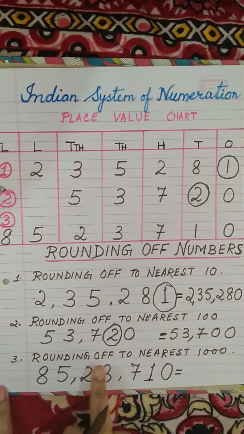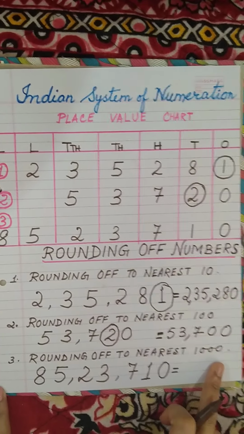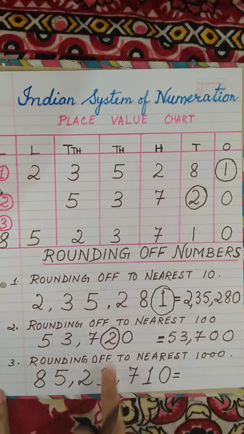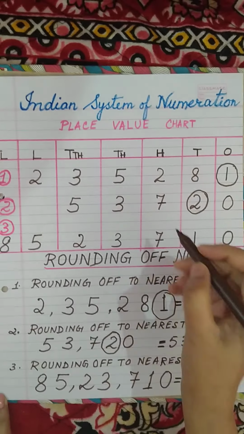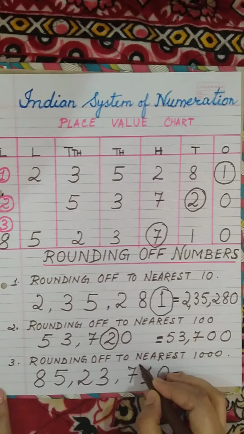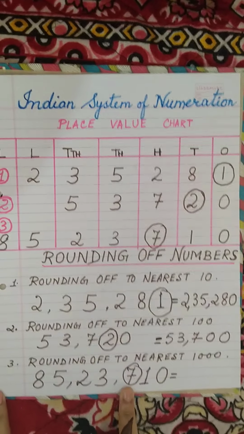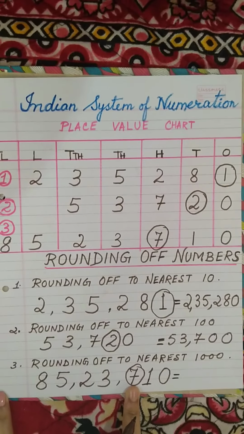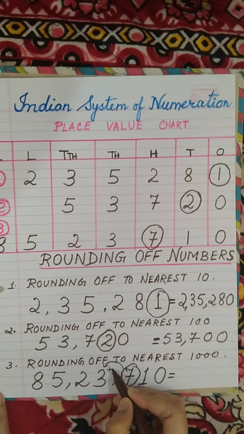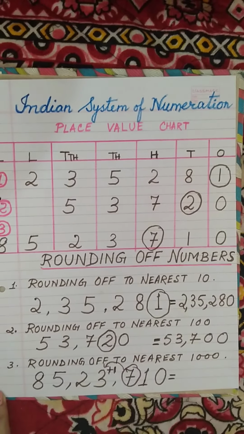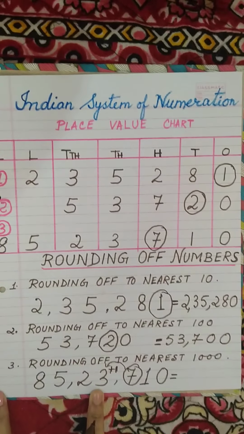Next we have rounding off to nearest thousand. Let us find out which digit do we have in the thousands place. We have 3 in the thousands place. Therefore, the number nearest to it is 7. According to the rule, this number 7 is more than 5. So, we have to add 1 to the left hand side digit of it. We have to add 1 to 3 here, which becomes 4 now.